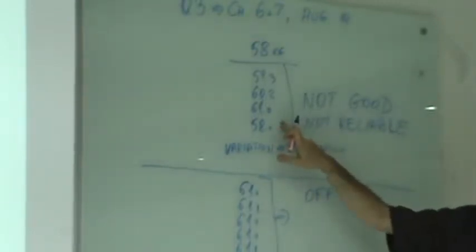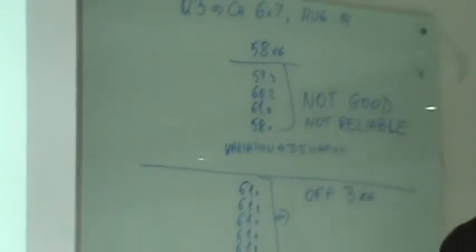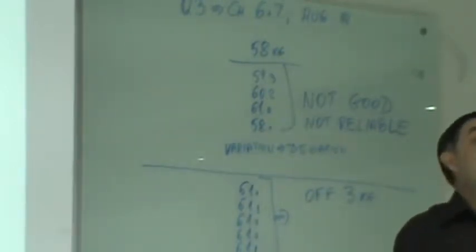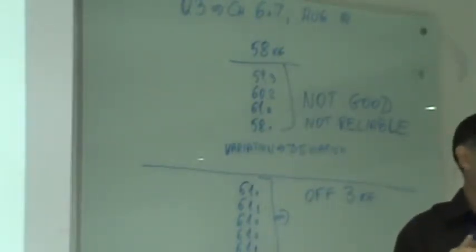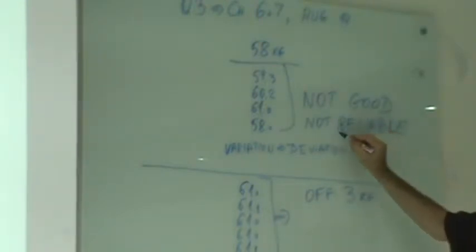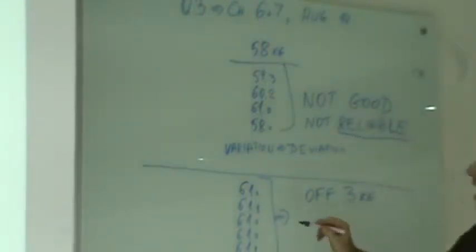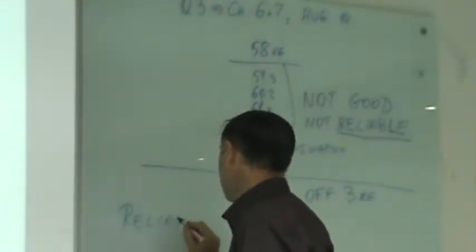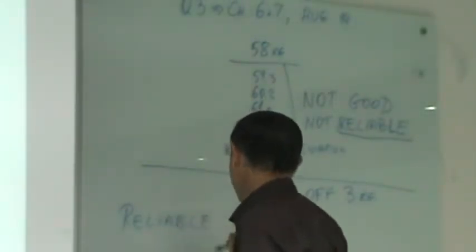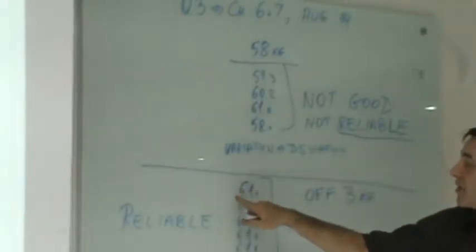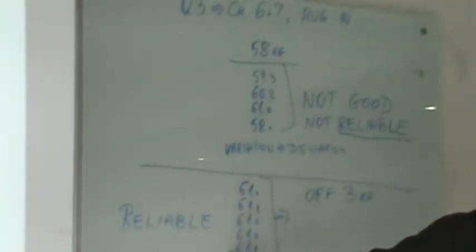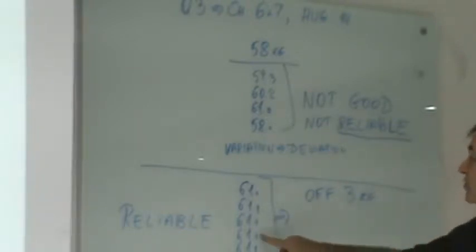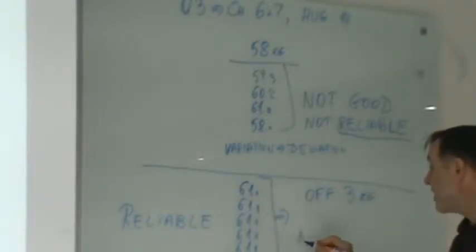If you have a measure, any measure for anything, you want it to be reliable. Now, this one is reliable. Every time it gives you practically the same number. But there is a problem. This one is not precise.